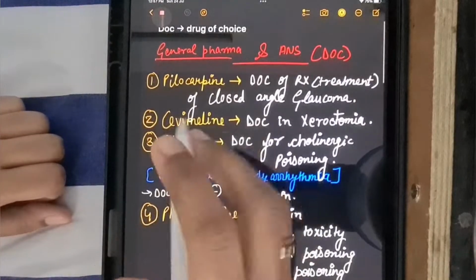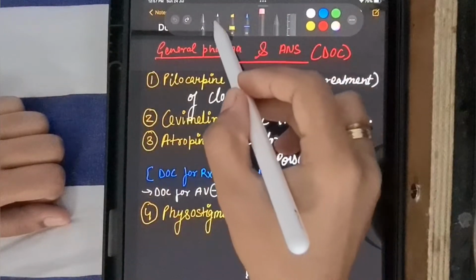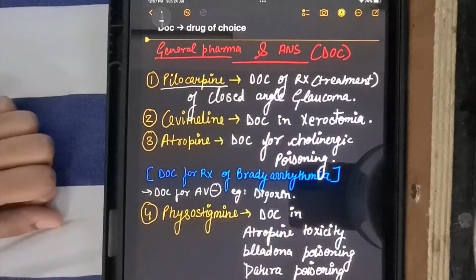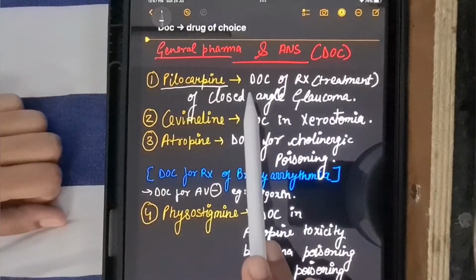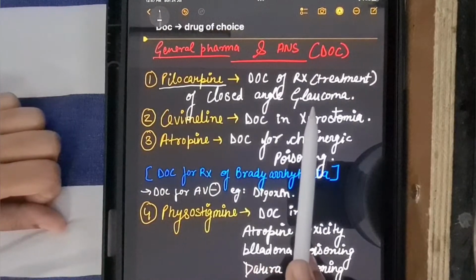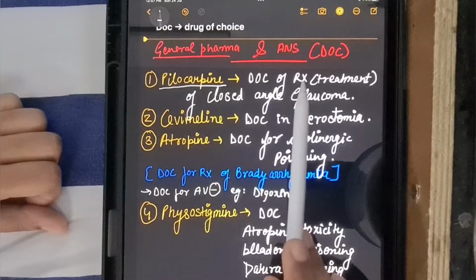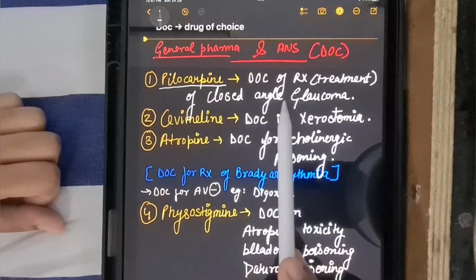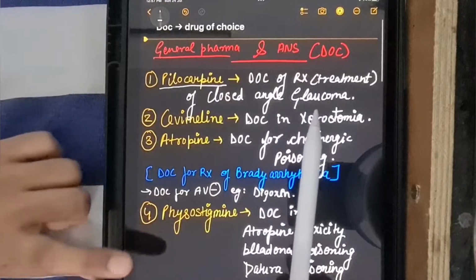So the first drug is pilocarpine, and pilocarpine is a drug of choice for treatment of closed angle glaucoma. Here the Rx represents the treatment. So pilocarpine is a drug of choice for treatment of closed angle glaucoma. Now move on to the second drug.